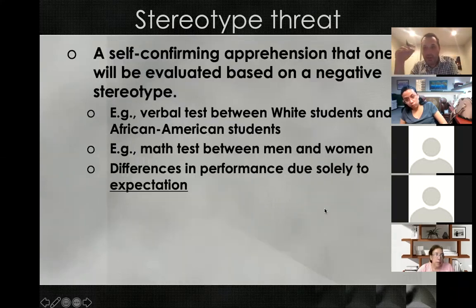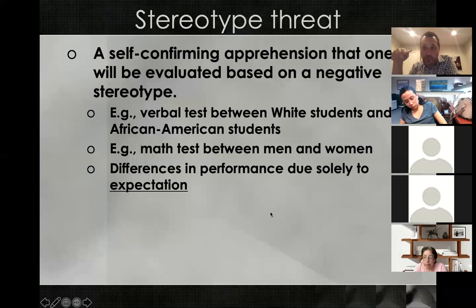Okay, in other words, differences in performance between these groups that we see in these studies were not due to inherent biological differences between white people and black people or between men and women. They were due to differences in expectations. If you expect other people to evaluate you negatively based on a stereotype, that interferes with your ability to concentrate on that test.